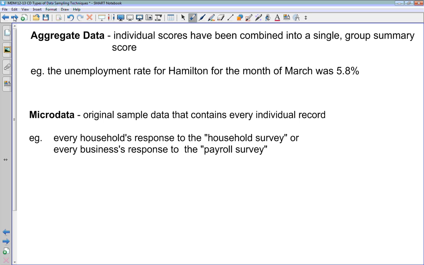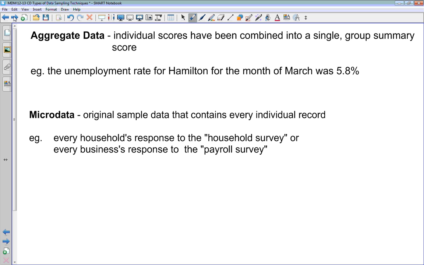What would the microdata be that corresponds to that aggregate data? Well, the way they measure unemployment is they send out a bunch of surveys to a sample of households, and they ask, are you employed, are you not employed? This is called the household survey. They also send out surveys to businesses asking, you know, how many people did you hire in the last month? How many people did you fire in the last month? How many total employees do you have, et cetera, et cetera. And this is called the payroll survey.